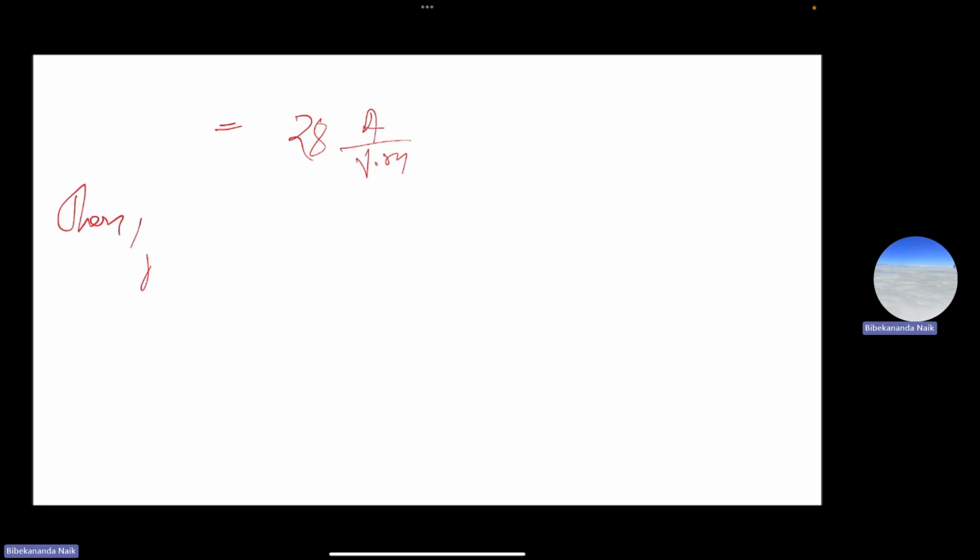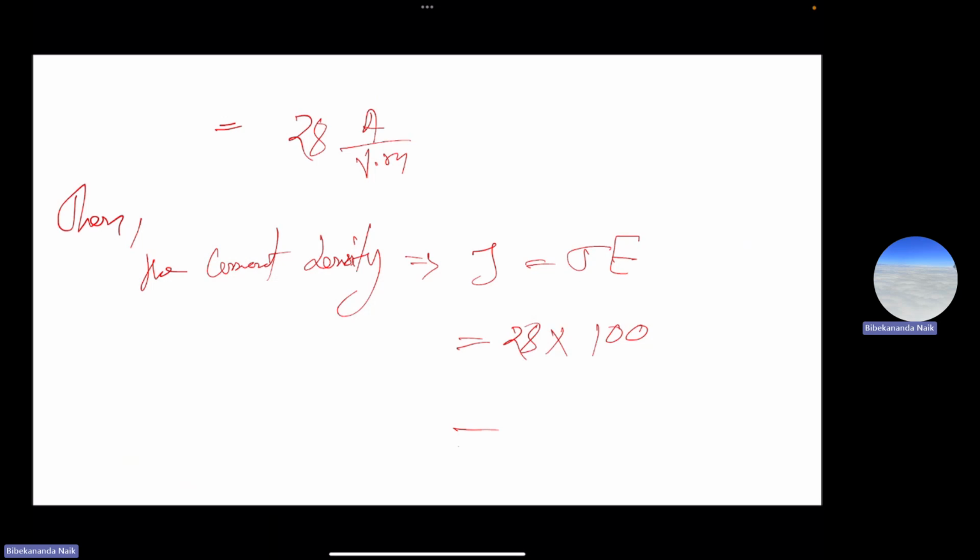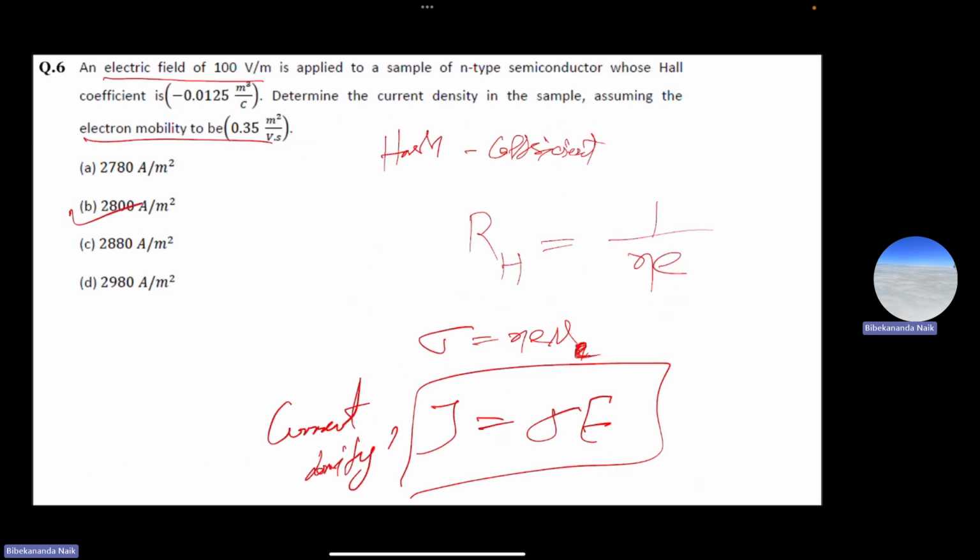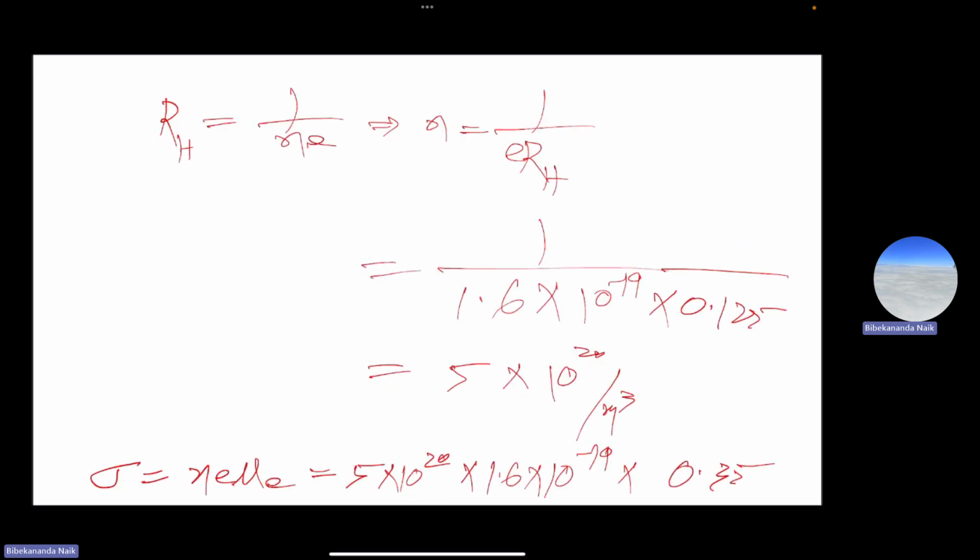Then the current density J will be sigma E. 28 into E, which is given as 100, it will give you 2800 ampere per meter square. So it is I by A. So the correct option will be option B, 2800 ampere per meter square.